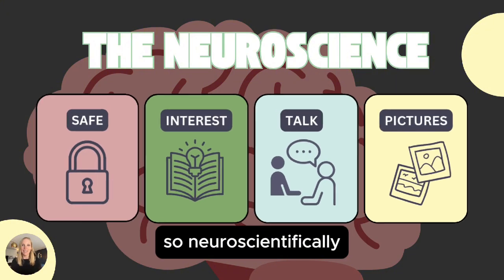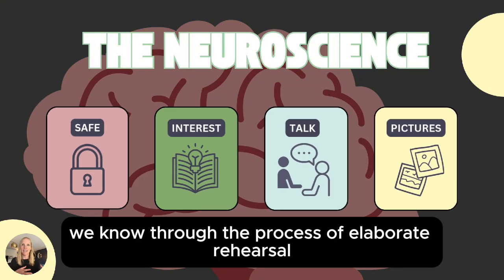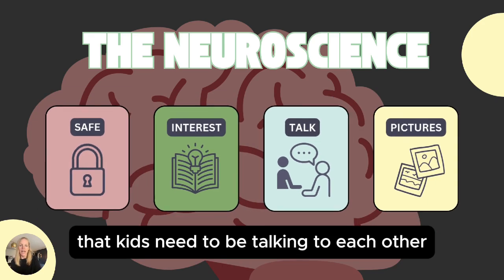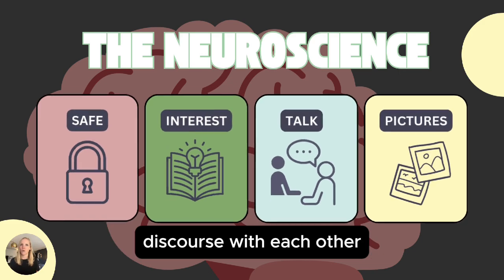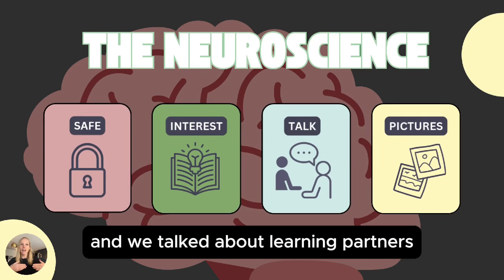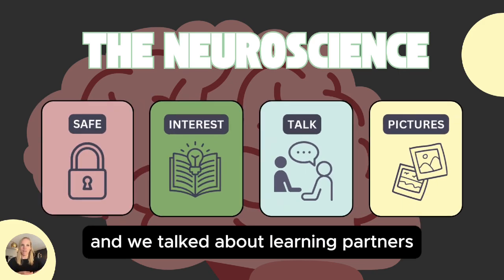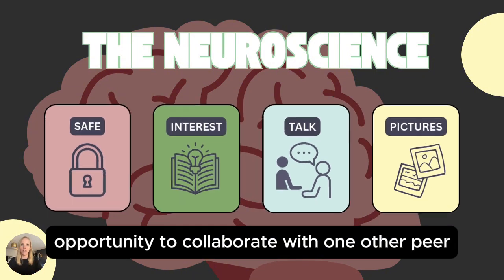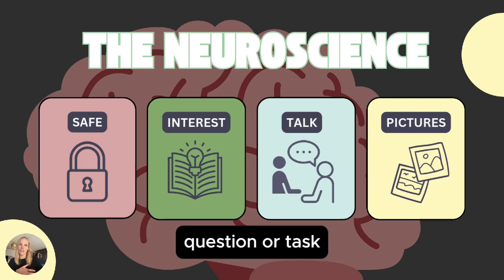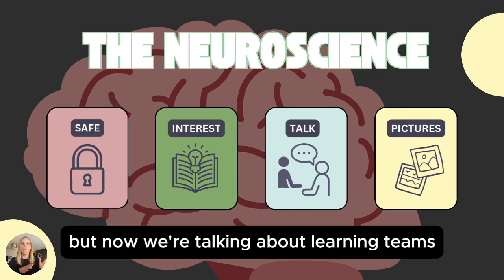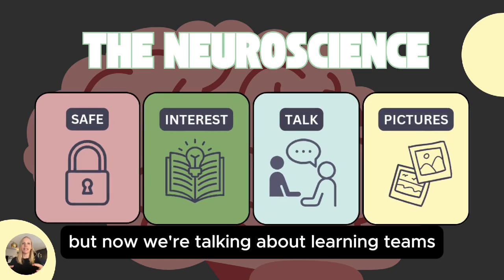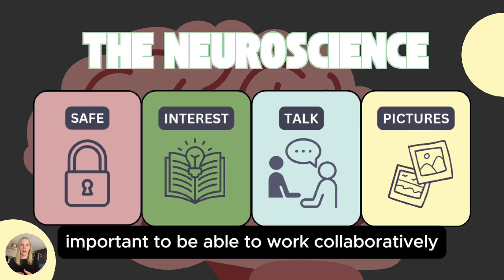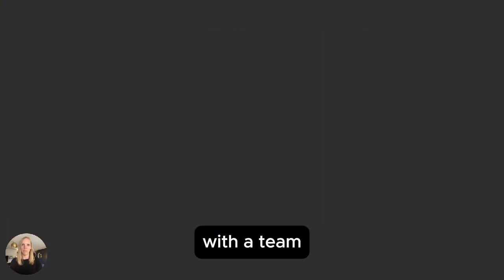So, neuroscientifically, we know through the process of elaborative rehearsal that kids need to be talking to each other. They need to be having academic discourse with each other. And we've talked about learning partners, where students have the opportunity to collaborate with one other peer around a higher order thinking question or task. But now we're talking about learning teams. And it's really important to be able to work collaboratively with a team.